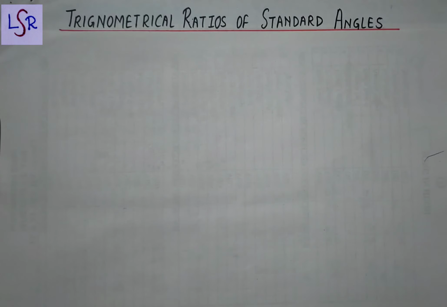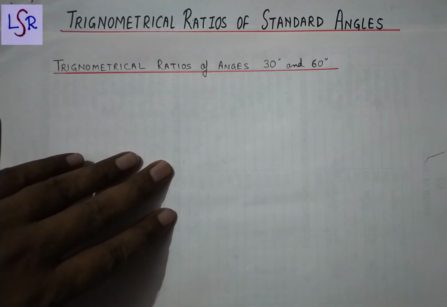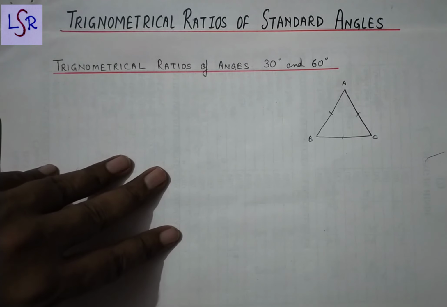Now let's start with the video. Here we start with the chapter trigonometrical ratios of standard angle. And here we'll learn to find the trigonometrical ratios of the angle 30 and 60 with the help of equilateral triangle. Now here we have this ABC as an equilateral triangle of the side 2A each.